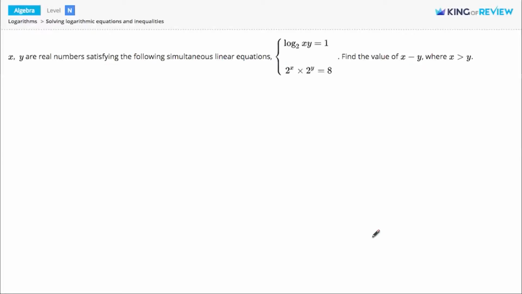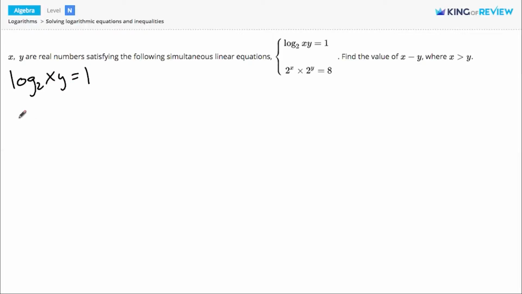Here we have to solve two equations, one with a log and one with some exponents. Let's start with the first equation. Log base 2 of x times y is equal to 1. I'd like to solve this equation for x and y. I'd like to get x and y out from inside the log, basically.